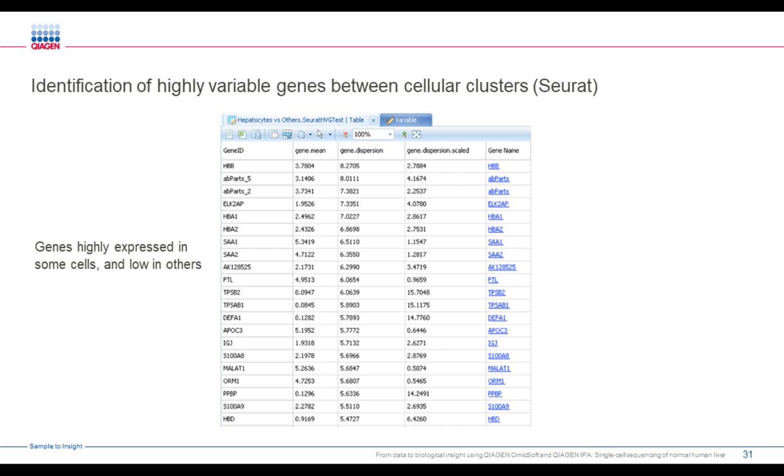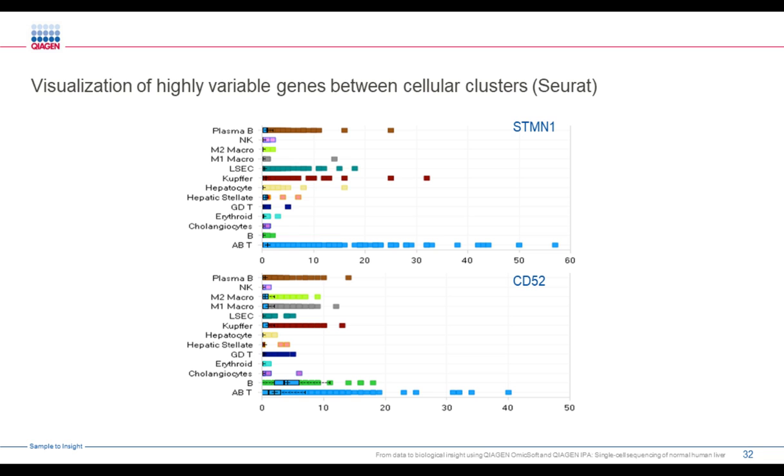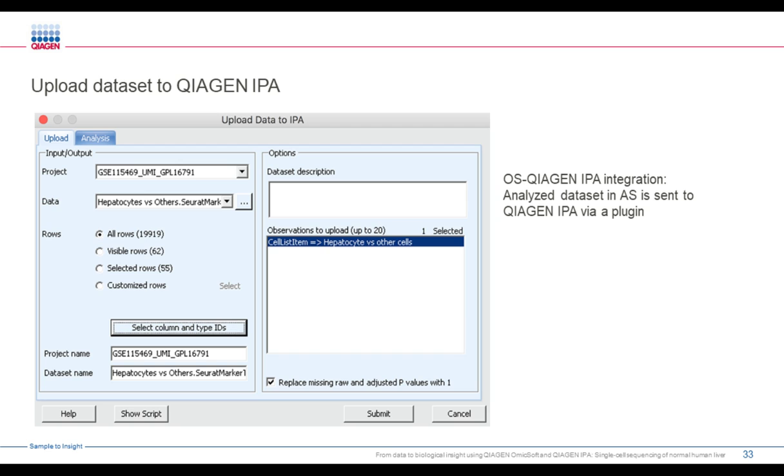You can also identify highly variable genes between the clusters. In fact, we like to identify genes that are highly expressed in some cell types and lowly expressed in other cell types. And I'm just going to give you 2 examples today, STMN1 and CD52. And here these are the representations, using SERAT as well, of the variation of expression of that particular STMN1 or CD52 in the different clusters that we have identified. So you can see there is a high variability. That can be used for further understanding what's going on in that liver.